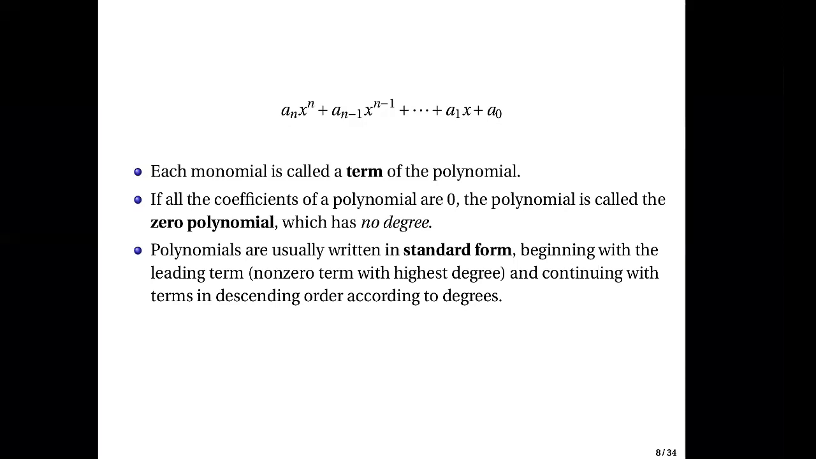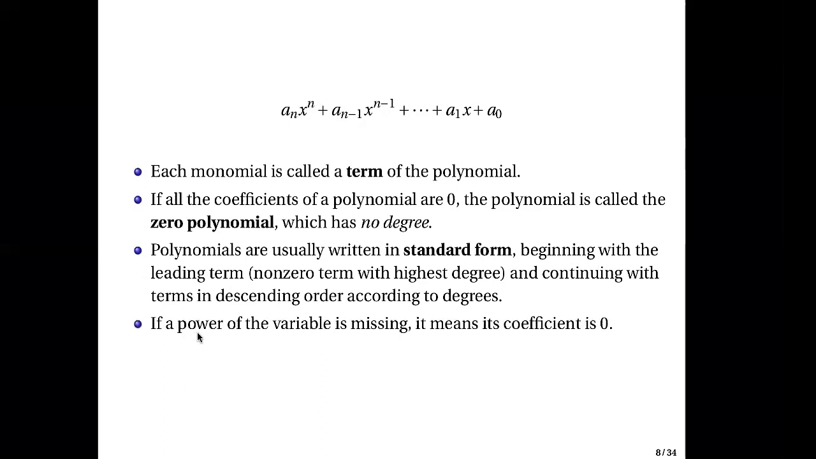And in some references, their standard form is written in reversed way, meaning they start with the constant and then a sub 1 x and then a sub 2 x squared, etc., until the last term that they will write is the leading term. But for our classes, our standard form will begin with the highest degree, or with the leading term.